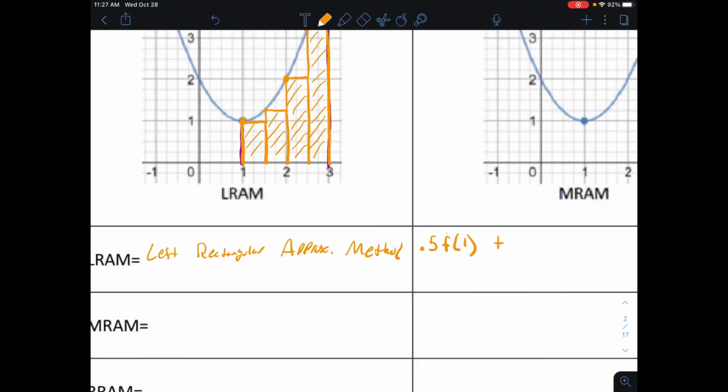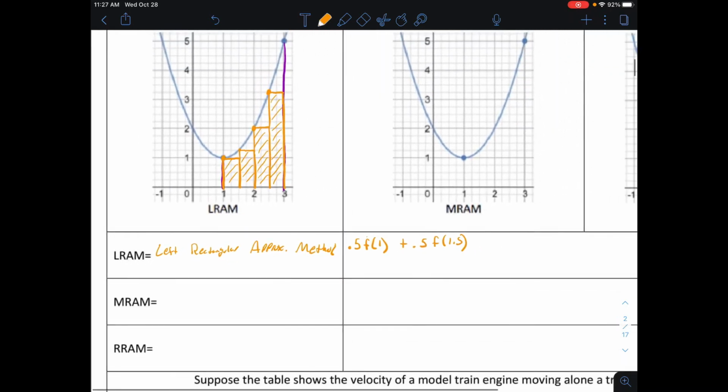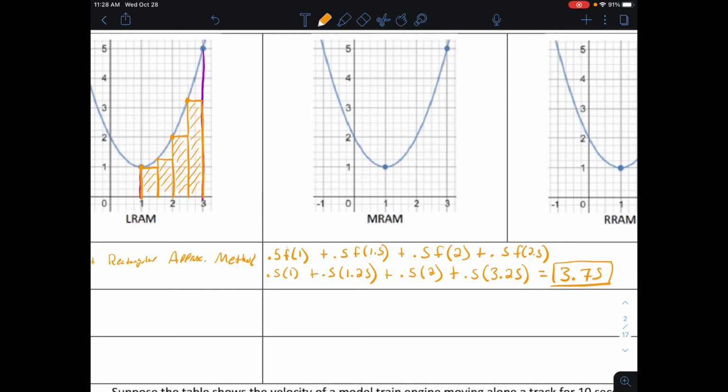Then I would go plus, get to my second rectangle, which would be 0.5 times f of 1.5, since its height was the function's value at 1.5. And then we continue on and go, okay, third rectangle, width times height, so 0.5 times f of 2, plus 0.5 times f of 2.5. And that's how we would get our values. And so we continue on. We go get those function values.